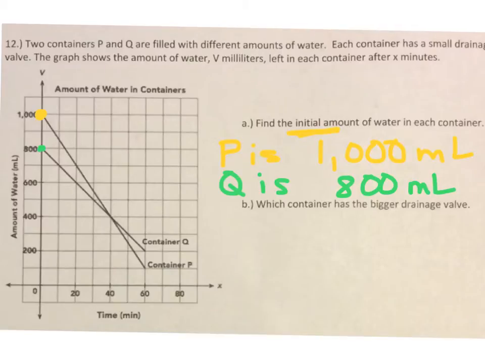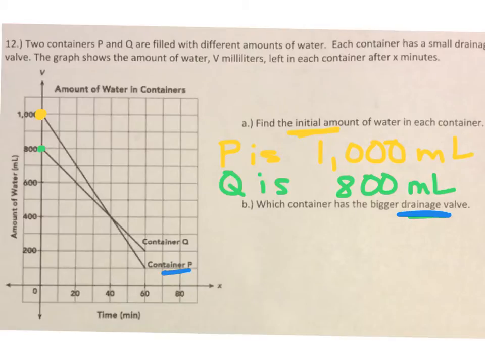Which container has the biggest drainage valve? So that is asking which one is draining at a faster rate. For that question, we have to find the slope of each container and see which one is draining faster. I can kind of see it in the graph. It would be the line that is draining at a steeper rate, or the steeper slope. So I'm thinking that it's container P because that's a steeper valve. But I'm going to go ahead and verify that with the slope.